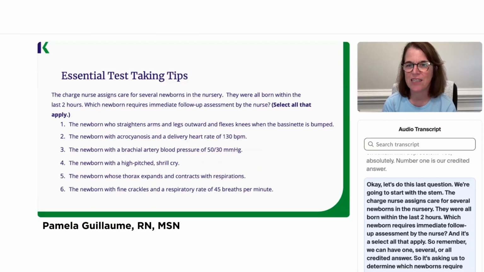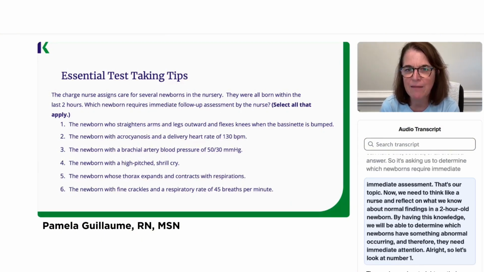The charge nurse assigns care for several newborns in the nursery. They were all born within the last 2 hours. Which newborn requires immediate follow-up assessment by the nurse? And it's a select all that apply. So remember, we can have 1, several, or all credited answers. So it's asking us to determine which newborns require immediate assessment.